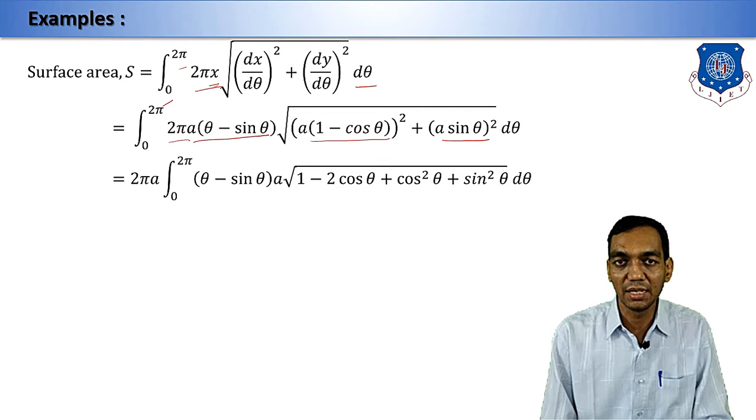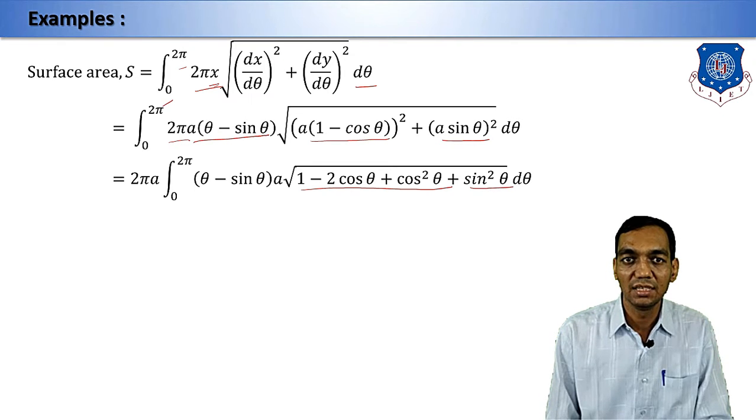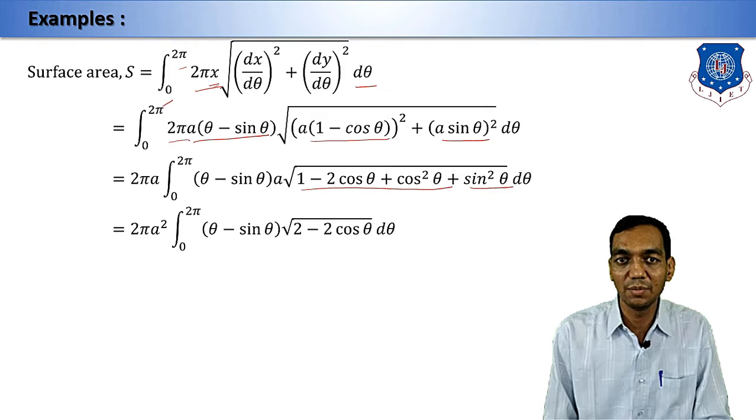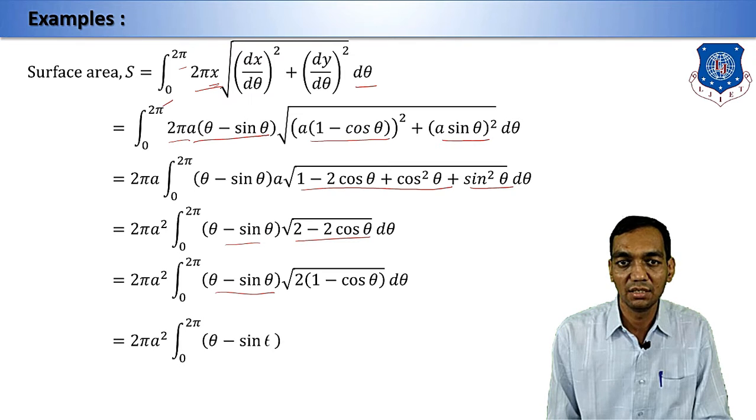So you will have 2 pi a into the integration 0 to 2 pi (theta minus sine theta). Here a square is common out from under root. So you will have a under root of square of 1 minus cos theta, that will be a (1 minus 2 cos theta plus cos square theta), and sine theta gives a square sine square theta, but cos square plus sine square will be 1. So you have (theta minus sine theta) into (2 minus 2 cos theta). Okay, 2 common out, so root 2 will be common out, and you will have (theta minus sine theta) into under root of 1 minus cos theta.